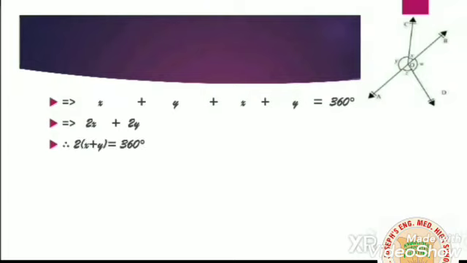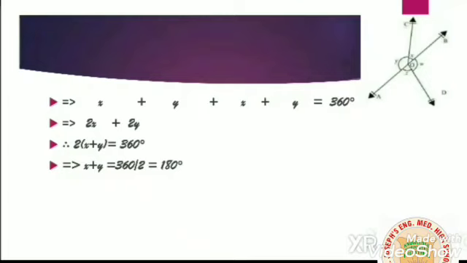Now it's the same thing if I take 2 common from x plus y. So 2 into x plus y is equal to 360 degrees. If I take that 2 to the other side, it was multiplied here, so on the right-hand side it becomes divided by. So x plus y is equal to 360 divided by 2. Therefore x plus y is equal to 180 degrees.